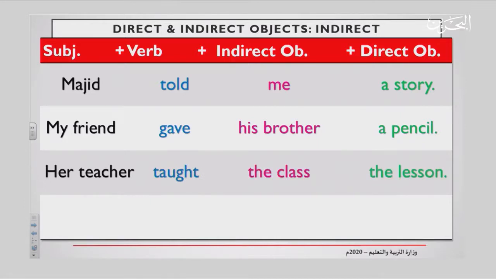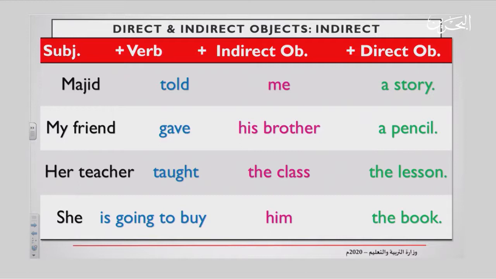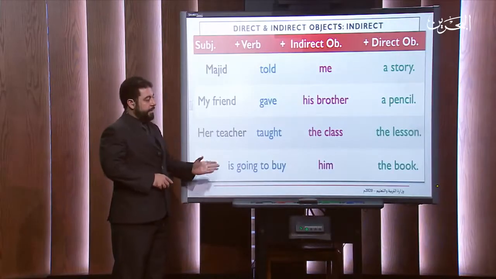Her teacher taught the class the lesson. Fourth one, she is going to buy him the book. All of "is going to buy" is the verb. She's going to buy him a book. So, take a look at these.